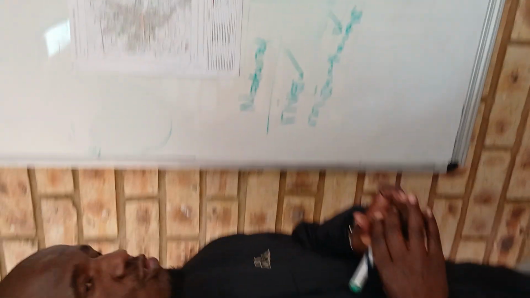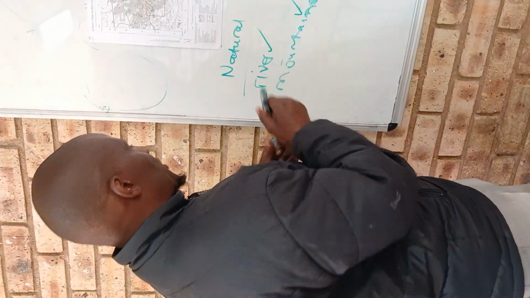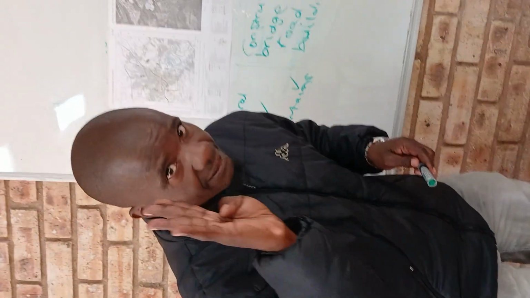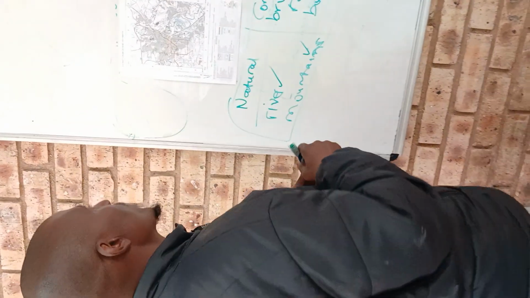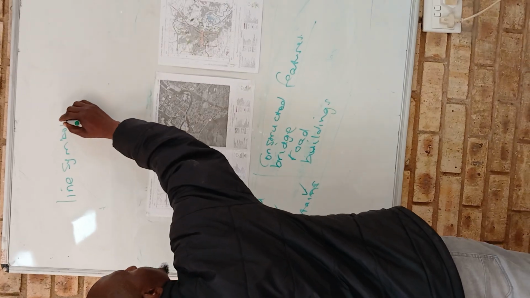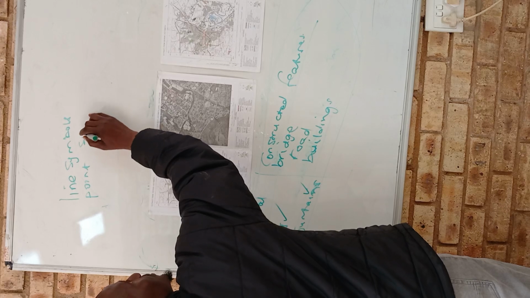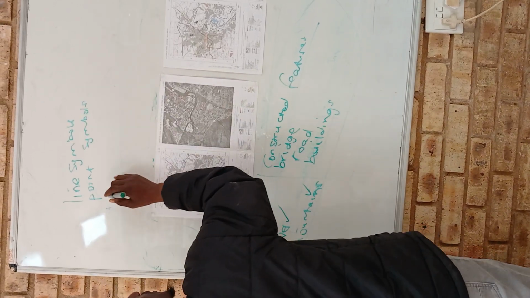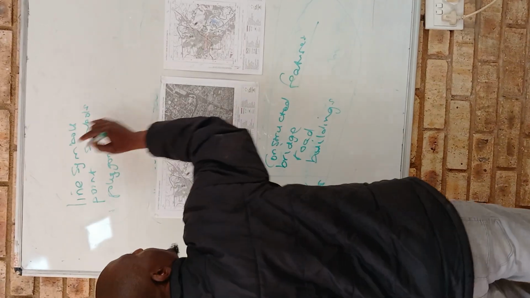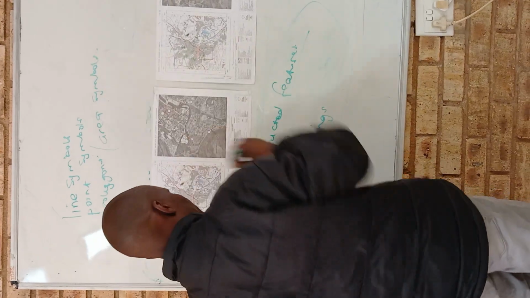So I look at two types of features. That is your natural and your constructed. However, these features, natural and constructed, are further categorized into three. We have got what we call line symbols. We have got what we call point symbols. We have got what we call polygons, or area symbols. What do we mean by that?